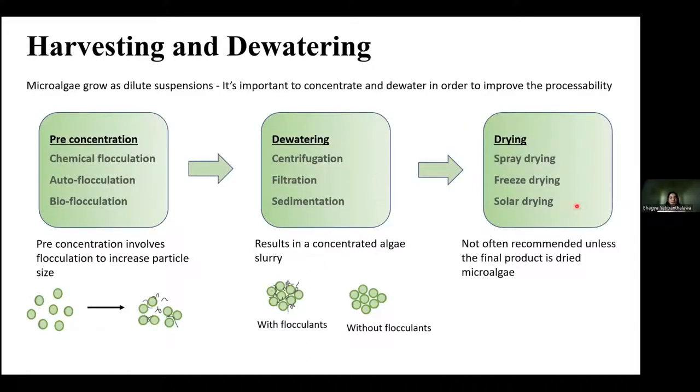And then once the microalgae are grown, as I mentioned earlier, they will be very dilute. So it's important to reduce the water content, which will improve the process efficiency in downstream processing. Because if we process large bulk volumes of water, then it wouldn't be efficient, right? So we can do this in three steps. As a pre-concentration step, we can use flocculants, which will improve the clumping of cells. These flocculants could be chemical based or bio-based.